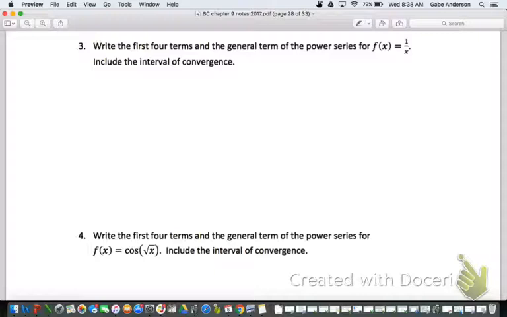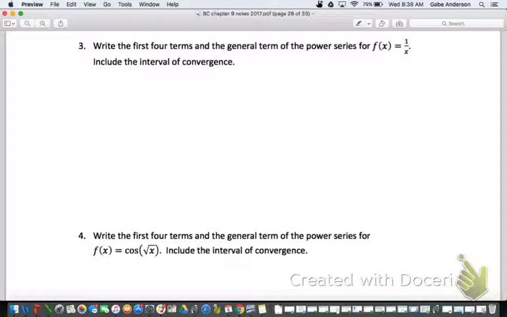Okay, same question, different focus. Write the first 4 terms in the general term of the power series for f of x equals 1 over x. And this will be an interesting one here. We'll talk about a couple of aspects as we go through this. And I think maybe we'll stop at number 4. I don't know, maybe we'll do 5. We'll see how it goes.